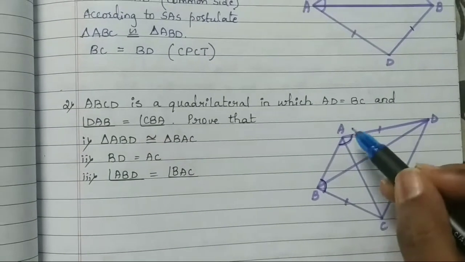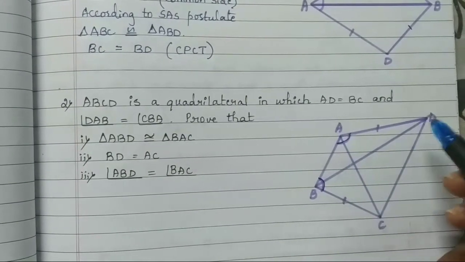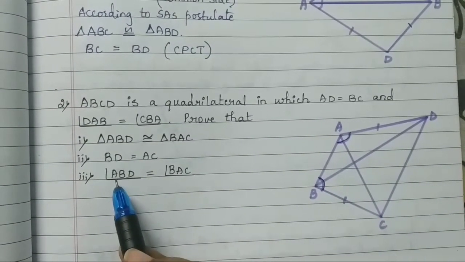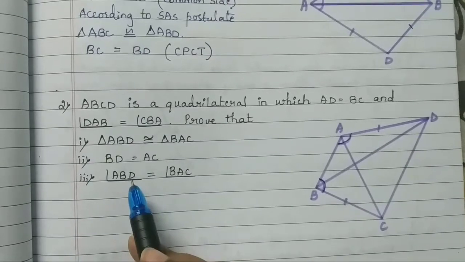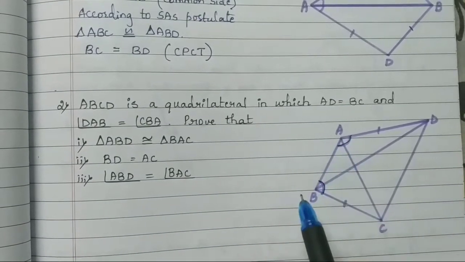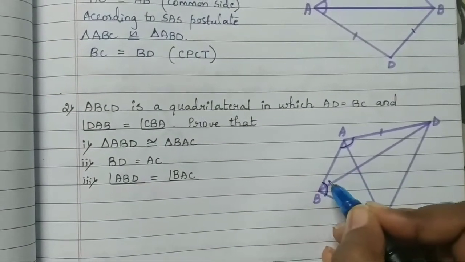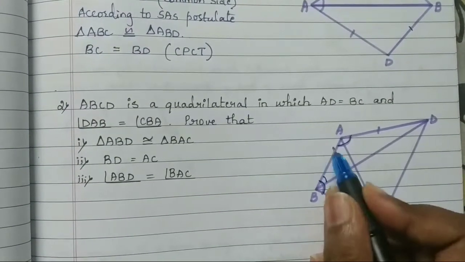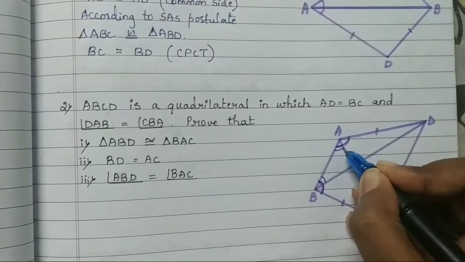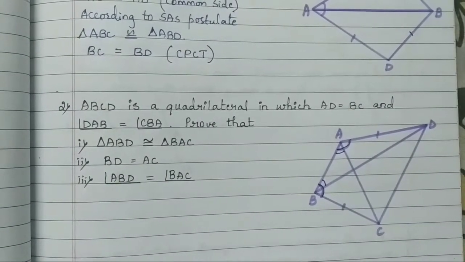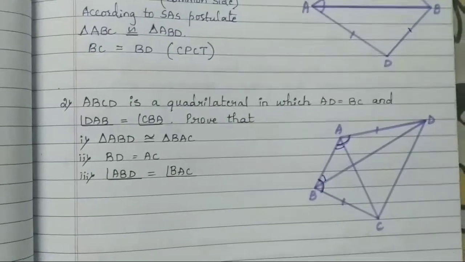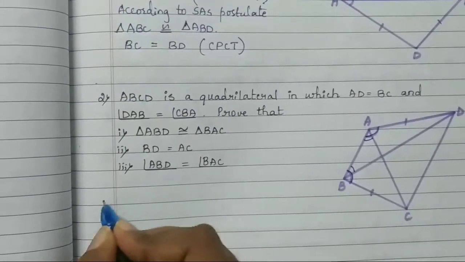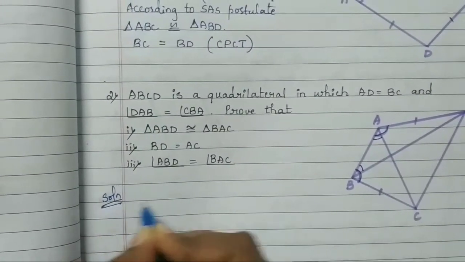That is, both the diagonals are equal. And the third thing we have to prove is that angle ABD is equal to angle BAC. This angle is equal to this angle. So first, we have to take both the triangles.